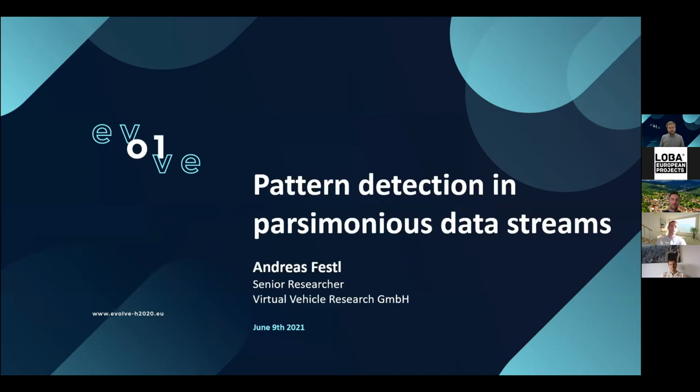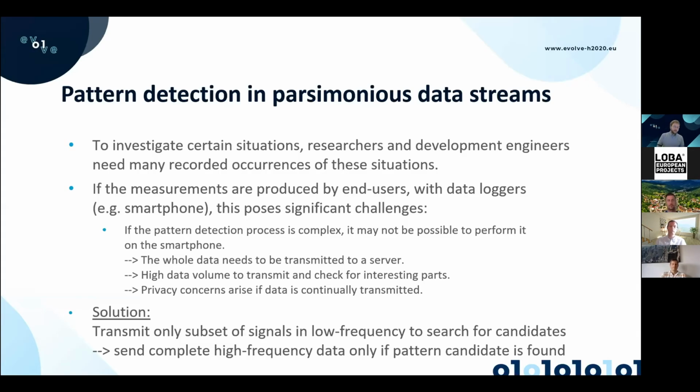Then let's go on to the next topic, which is pattern detection in parsimonious data streams of vehicle data. What's this about? As a research organization in the mobility sector, we often have the situation that we're interested in a certain kind of event or situation, like hard acceleration, hard braking, a fast lane change, fishtailing, and so on. So you have certain situations that are interesting in terms of research or for the development of engines or assistance systems. And so you need data about these situations so that you can see what happens there.